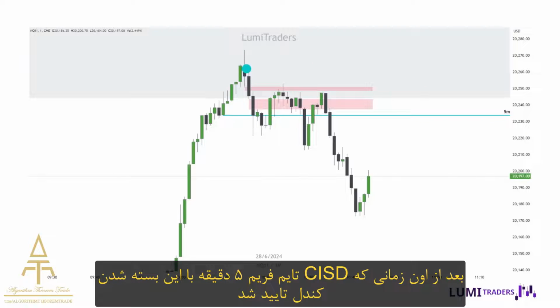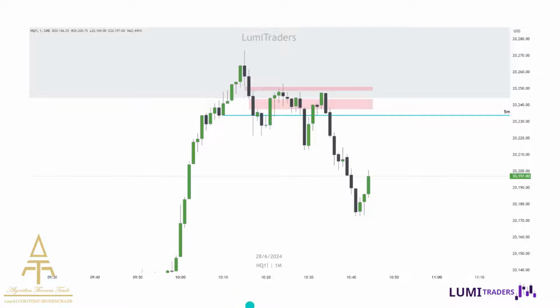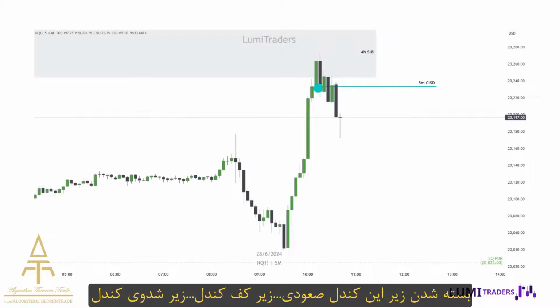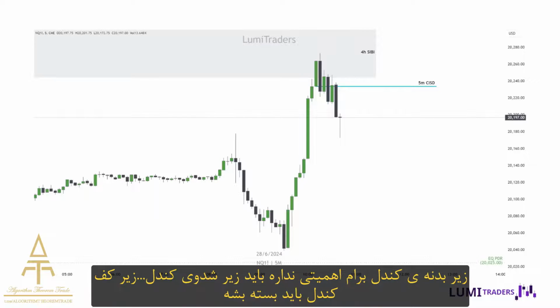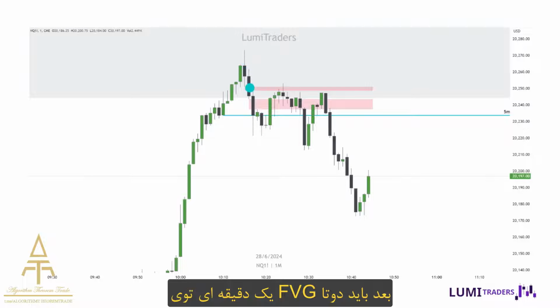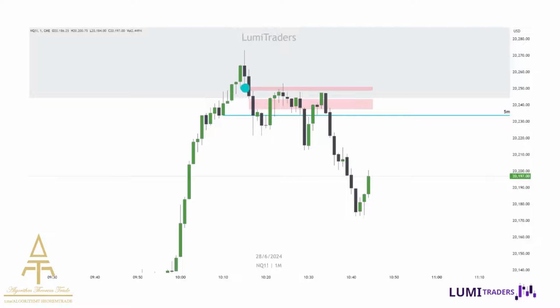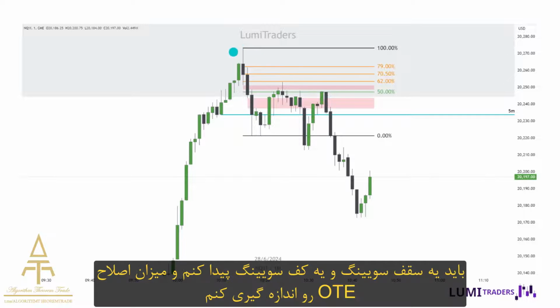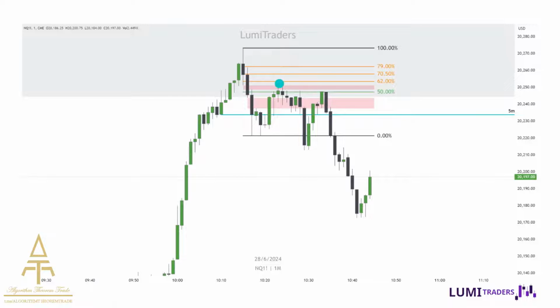After this, once we got the confirmed 5 minute change in the state of delivery with closure, what do you mean with closure? Closure below this up close candle, below the low, below the wick. I don't care about the body. Below the wick, below the low of this candle. I want to find two 1 minute fair value gaps within 5 minute change in the state of delivery range. 1, 2. Nice. What next? I want to find swing high, swing low, and measure OT retracement right here.